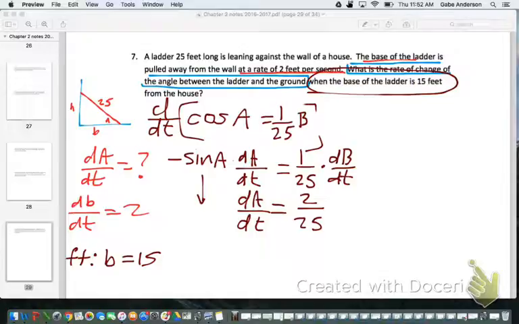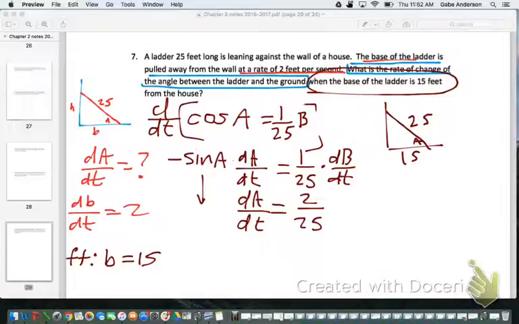I'm going to use my picture. Do I have room? I guess I have room. I'll just draw another picture over here. So here is the wall, here is the floor, and it's at the freeze frame moment. So the ladder is still 25, and at the freeze frame moment, the base is 15, correct? Okay, so here's my angle A, as mentioned. I'm supposed to do sine of that angle. What's the side ratio for sine?